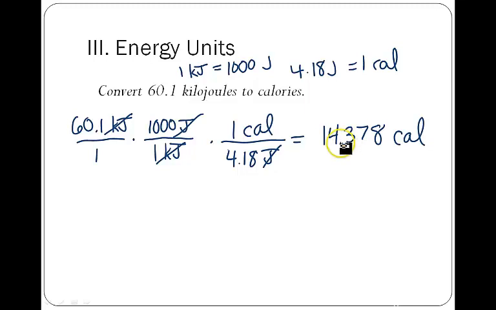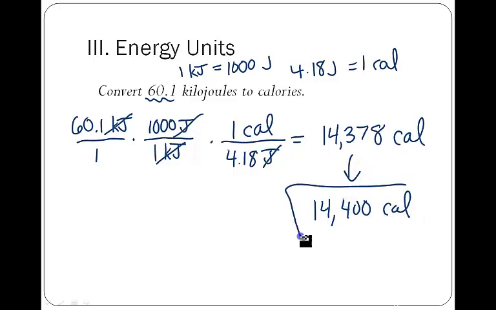Now we need to round to sig figs, right? Because there's 3 sig figs here. Our answer should become 14,000, whoops, not 300 because there's a 7 after it, 400 calories.